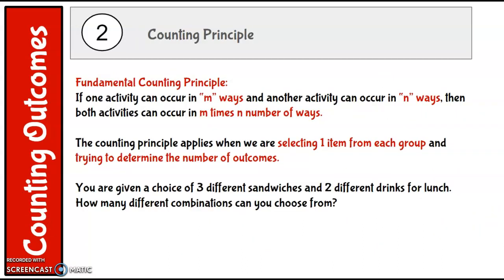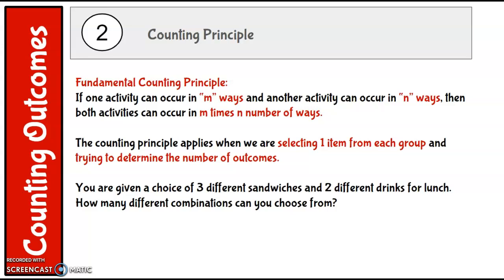The fundamental counting principle is if one activity can occur in m ways, let's say heads and tails, that's 2 ways, and another activity can occur in n ways, let's say that's heads and tails too, then both activities can occur in m times n number of ways. So you just multiply the different options from each event together, and that will give you the total number of outcomes for the multiple events occurring.